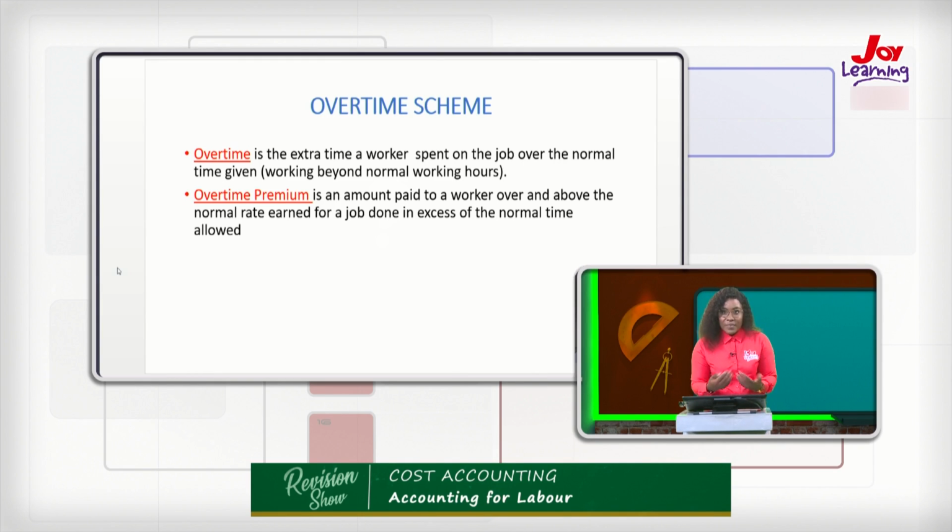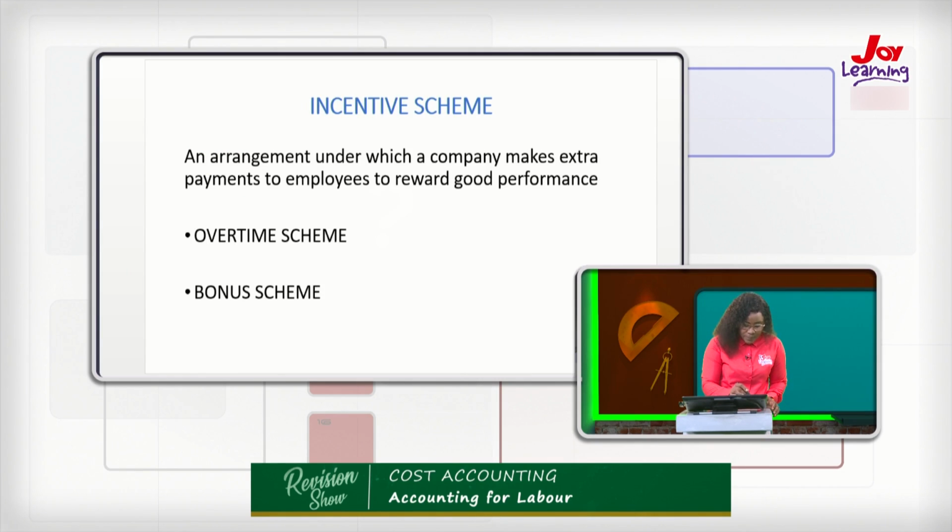An overtime. And then the overtime premium is the amount paid to a worker over and above the normal rate for a job done in excess of the normal time allowed. So when I do overtime, as in if I spend more time beyond the normal working time, the rate that will be given to me is called overtime premium. Then we have the bonus scheme.